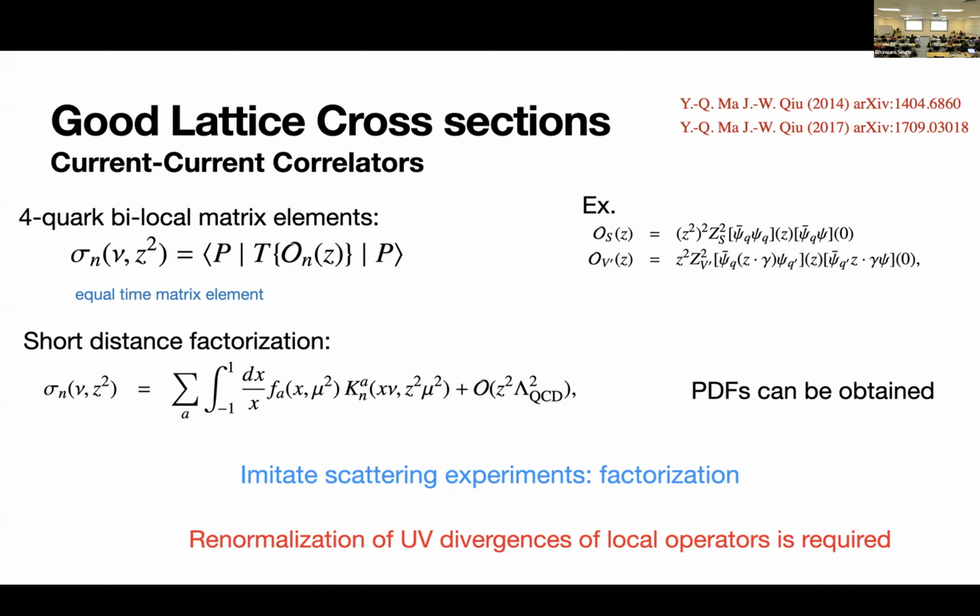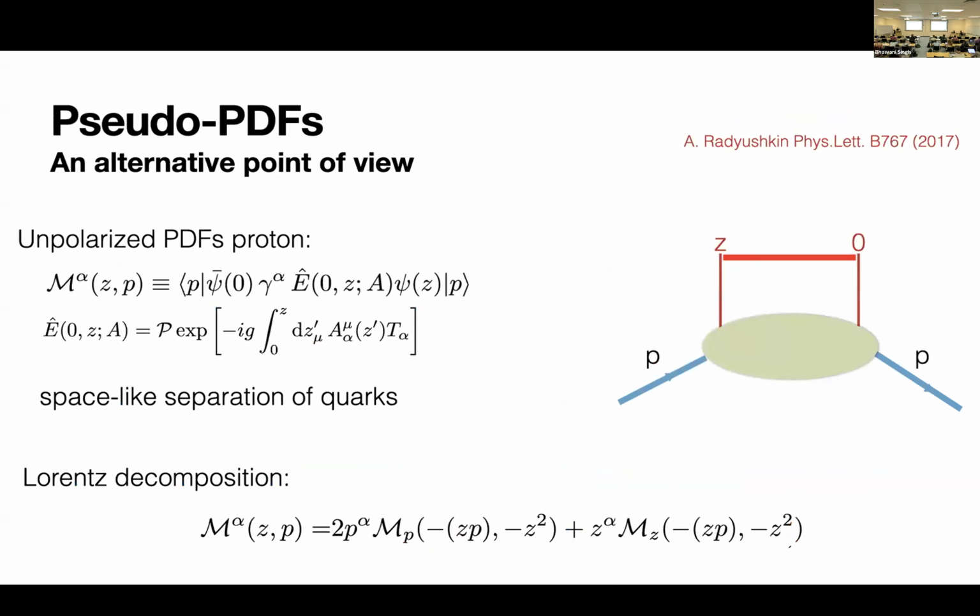So these are straightforward calculations, but they involve 4-point functions, not 3-point functions as before. So let me try to elaborate a little bit more on the basic idea of Xiangdong Ji, which we have here at Jefferson Lab. Anatoly Radyushkin modified it, and in my opinion it makes a lot more sense. Actually, no, that's not the first statement. You can get to the same physics from a different angle, let's say.